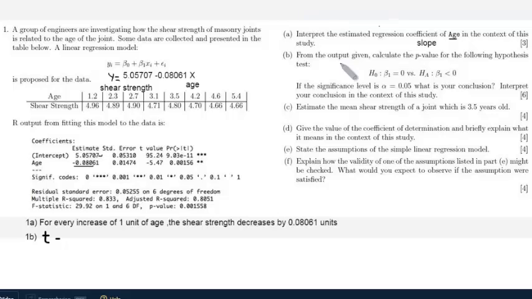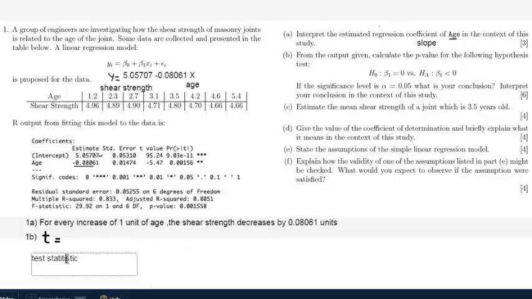So in part B, it is asking you to test the hypothesis that the slope is 0 versus the slope is negative. So this is what we are going to test. In this test, the test statistic is the t value.